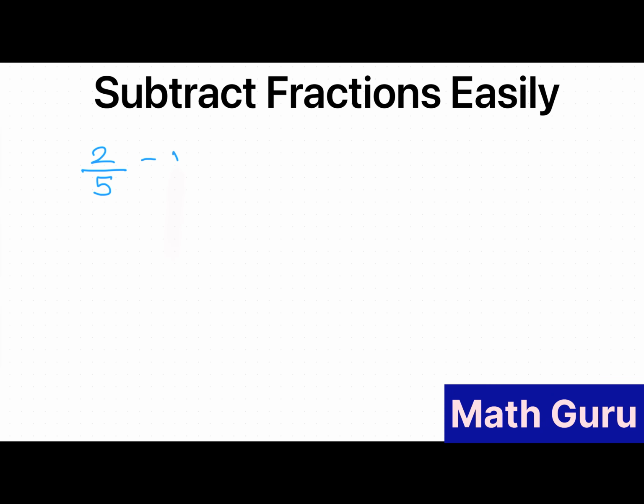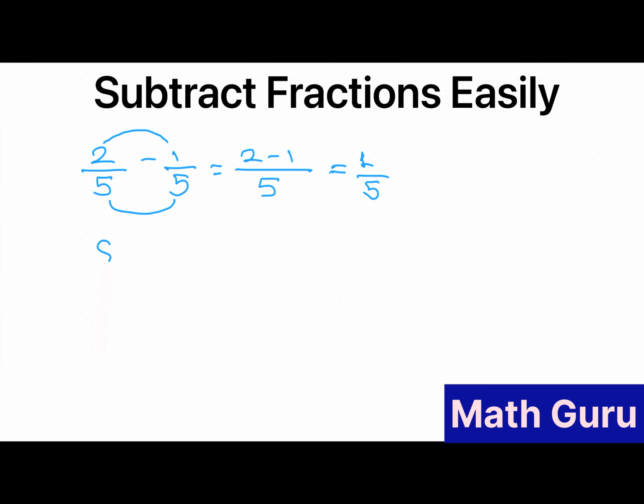Now there are two types of questions. First is when your denominator is same. So 2 by 5 minus 1 by 5, denominator here is 5, same. So what you do at that time, you write the denominator once only and then just subtract the numerator. So 2 minus 1 becomes 1 upon 5. So this is your final answer.